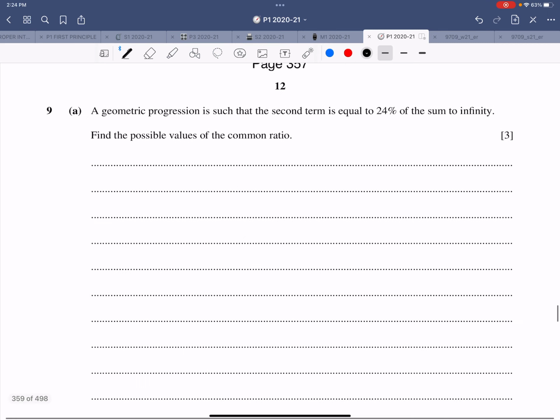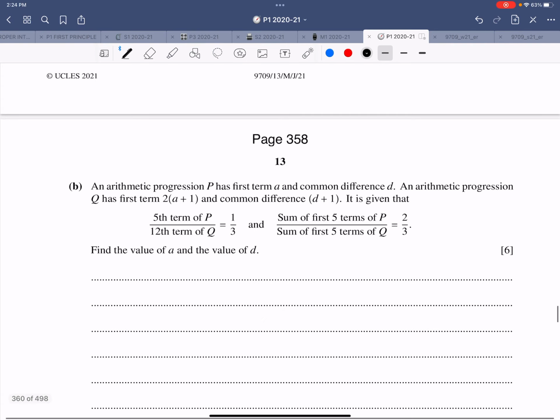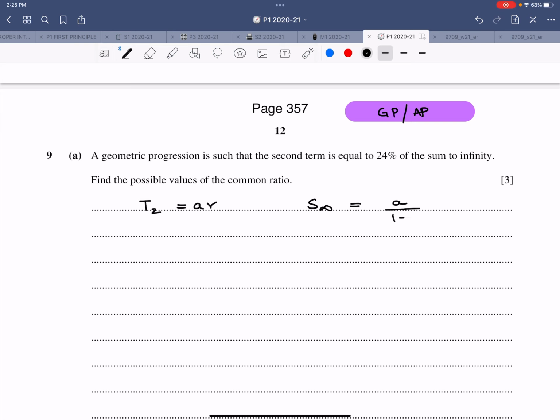Question number 9, the first part is GP, second part is AP. So let's label it. So this is AP-GP, actually let's write it as GP-AP. Second term is ar. Sum to infinity is a over 1 minus r. Second term is equal to 24% of sum to infinity. What gets cancelled? The a disappears. So therefore what you have is an equation.